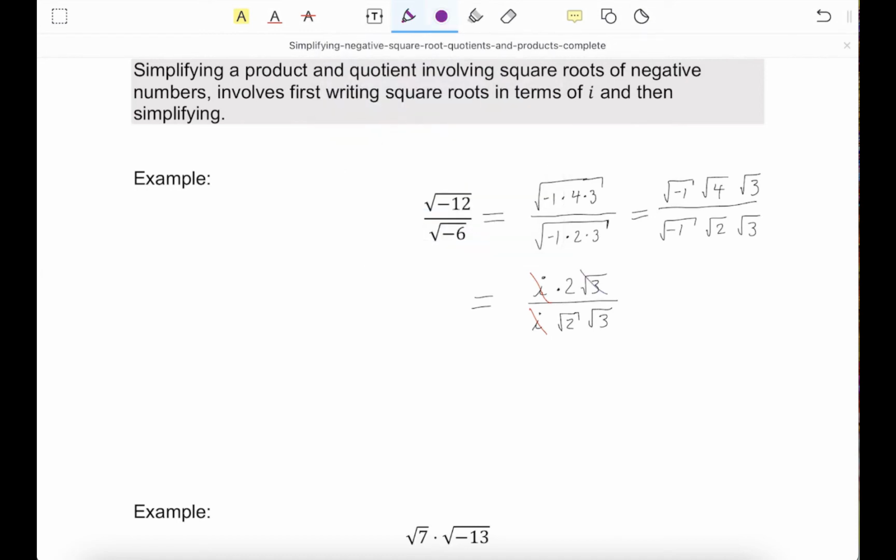We can also cancel these square roots of 3's here. So we're just left with 2 over the square root of 2. And we can simplify this as well. This will be just the square root of 2.